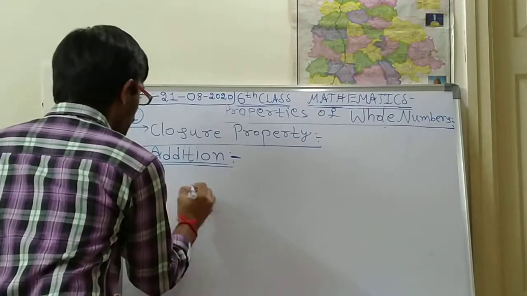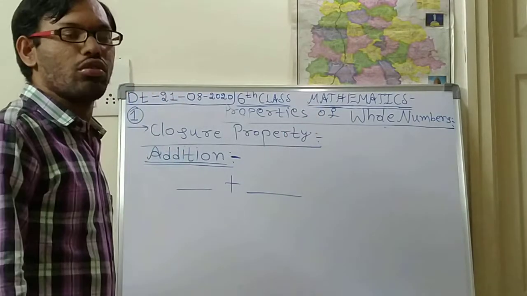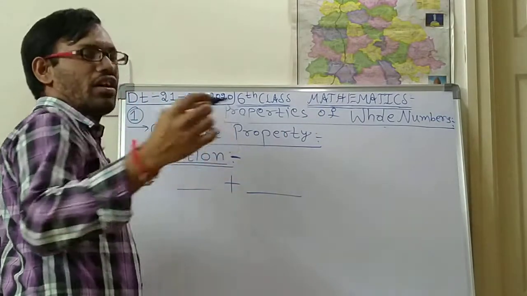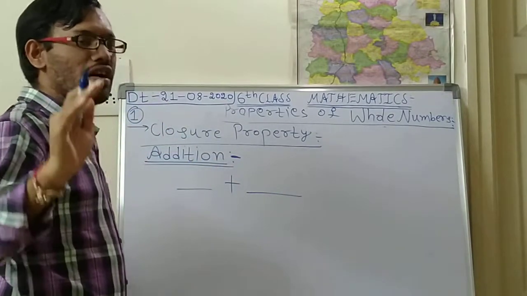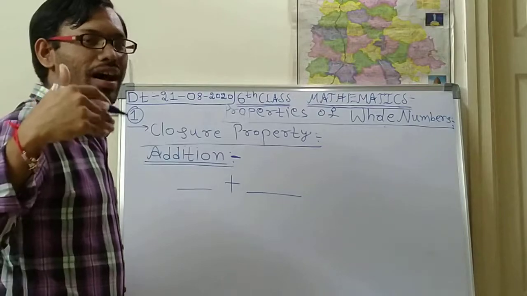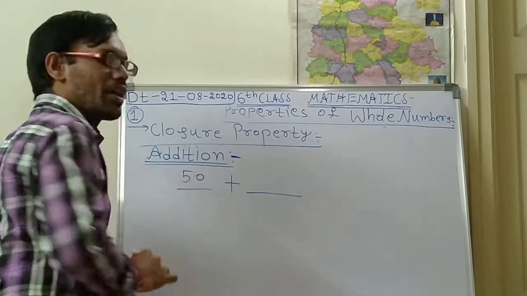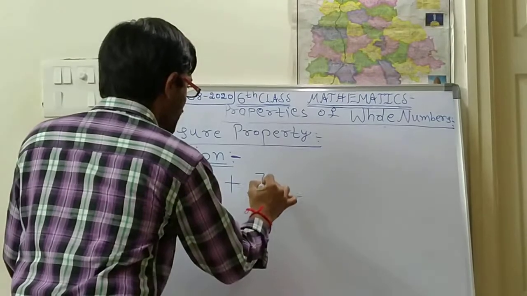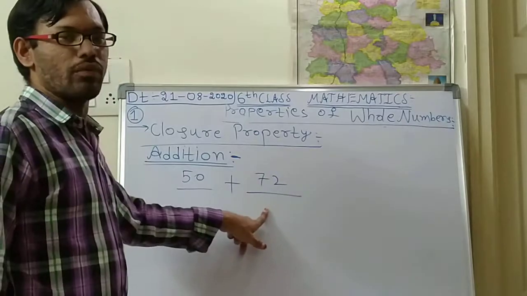suppose we are taking any two whole numbers. Suppose I am taking any whole number. So you are sixth class children, so I am taking somewhat higher, somewhat greater numbers. So 50 I am taking as a whole number. Next, 72 I am taking as another whole number. So 50 plus 72.